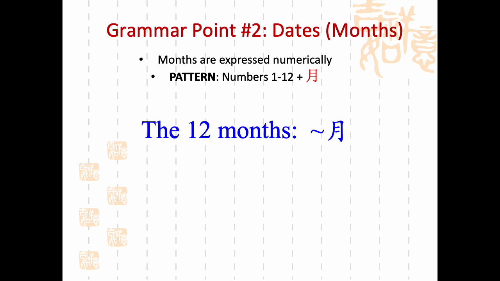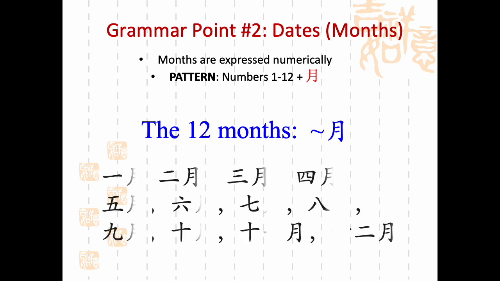We'll first start by looking at months. And another great feature of Chinese is once you know how to count from 1 to 12, and you can say the word for month, you can say all of the months of the year. What you do is you simply put the number for the month before the character for month. And the character for month is pronounced 月. So for January, we would say 一月, February, 二月, March, 三月, April, 四月, and so on.